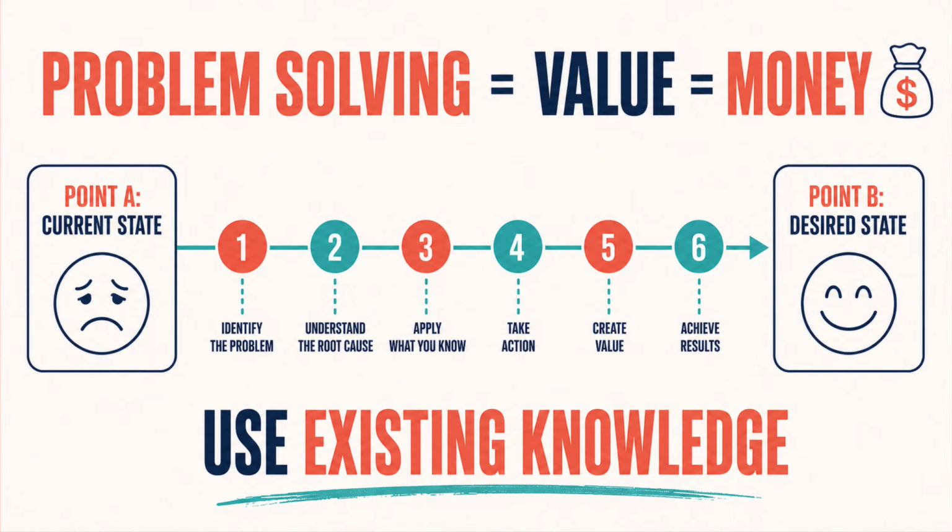And then by them taking action, you have created value for them because they have proof if they do X, they will get Y. Right? So you've created value by showing them it works. And then, lo and behold, they actually receive the result. And then when they get the result, they are at the point B. That is the desired state.